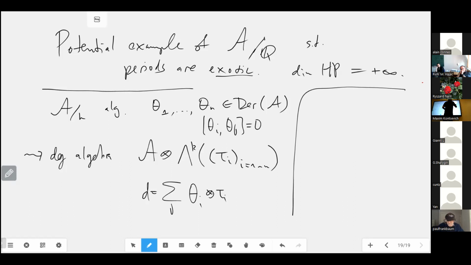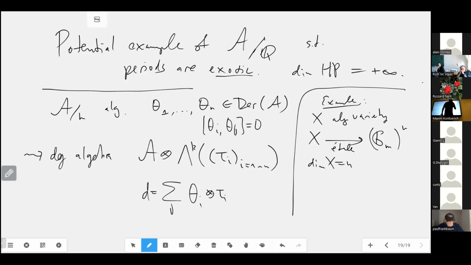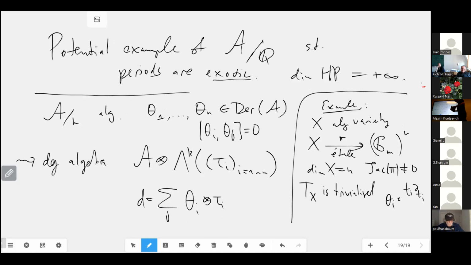For example, suppose you have an algebraic variety X which has some étale map P to an algebraic torus. Étale map means that X is smooth and the Jacobian of P is non-zero everywhere. For example, it could be a Zariski open part, like a complement to something, or some covering. Then if it's an étale map, the tangent bundle is trivialized. On a torus you get vector fields theta_i like t_i d/dt_i. It's trivialized. So you can imagine many situations when the tangent space is trivialized.